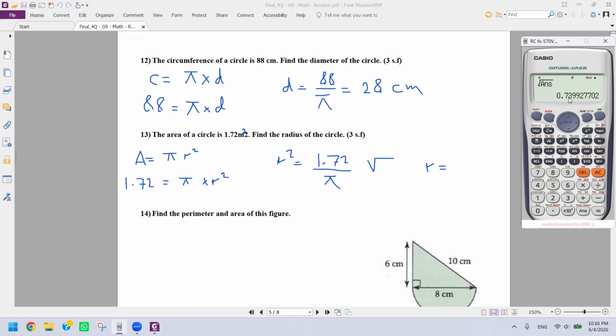Now three significant figures, 7, 3, 9. And the previous one is 9. So that 9 will round up. This one will add 9. So 7, 3 is not 10, okay? So 730, it gives the 1 now to the next number. So 740. 0.740. This is three significant figures. Unit, meters. Careful, area is meter squared, but radius is meters.